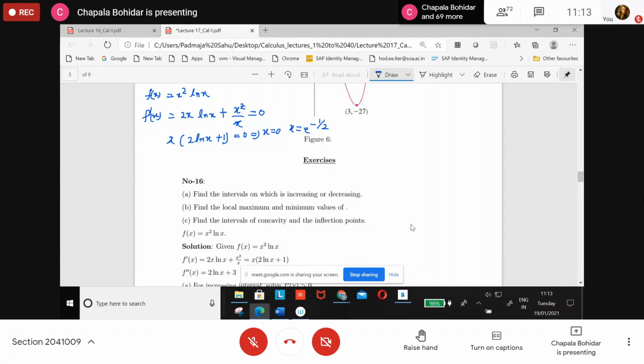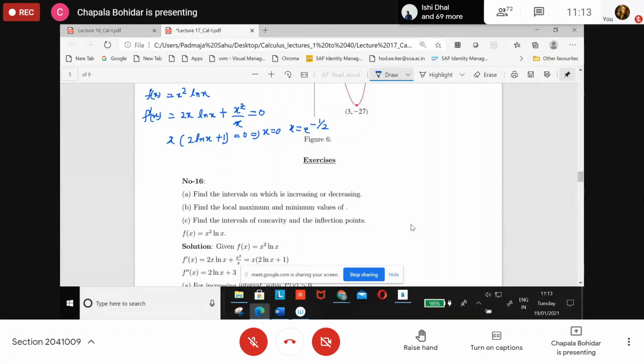What is the domain here? All real numbers? Ma'am, x greater than 0. Yes, x greater than 0. So here, what do you write down as the interval for the increasing and decreasing test?